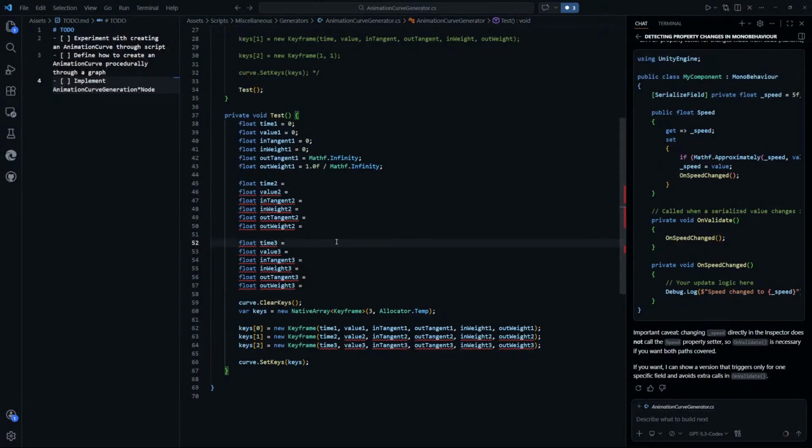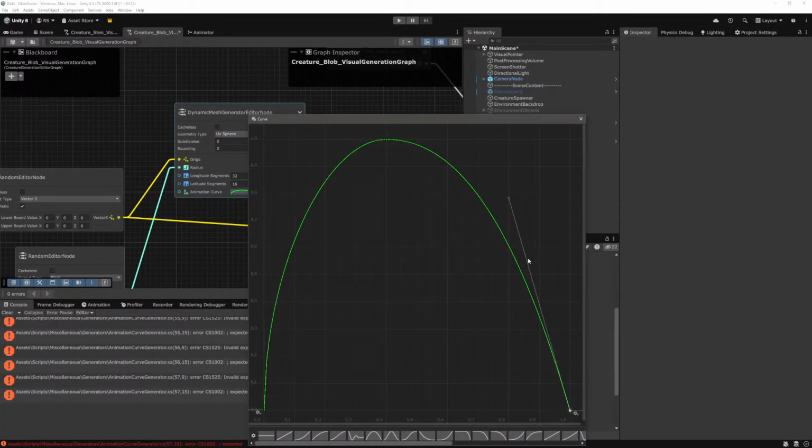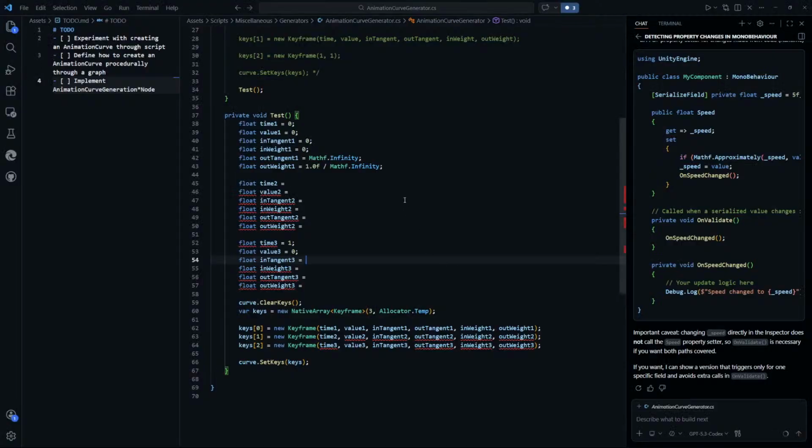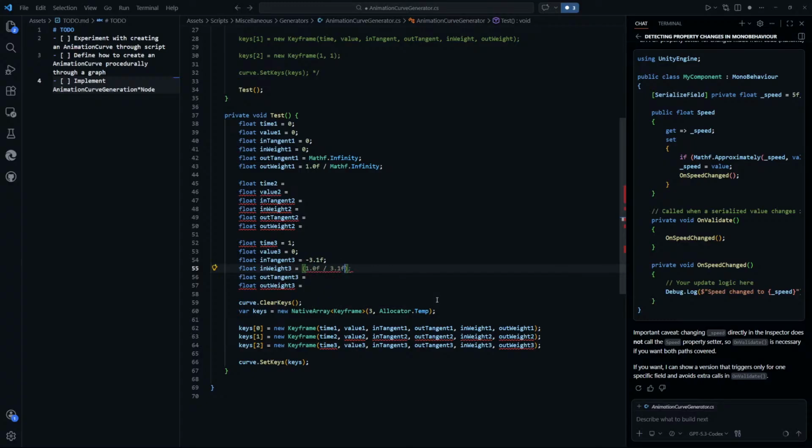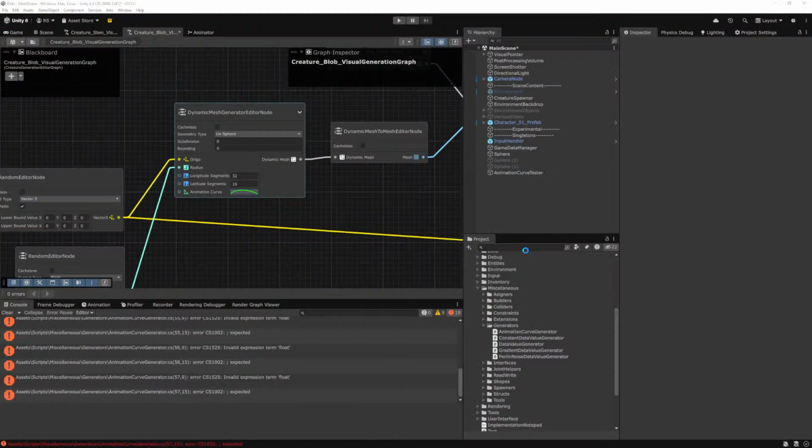So for the last node, we have time 1, value 0, intangent. Yeah, this is the intangent, right? And it's going upwards, so it's negative. We're going to go negative 3.1f, and in weight is 1 divided by 3.1f. I think that's how we're going to do it most of the time. Out tangent 0. Oops. In tangent 0. Okay, and then we do the middle point.